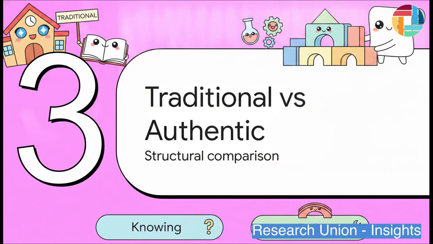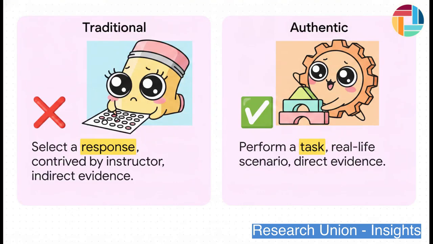Section 3, traditional versus authentic, a structural comparison. And this brilliantly illustrates the shift. To really grasp this new paradigm, we need to systematically break down how knowing differs from doing. Drawing on researcher Grant Wiggins, the contrast between the two is stark. In a traditional assessment, the student is passive.